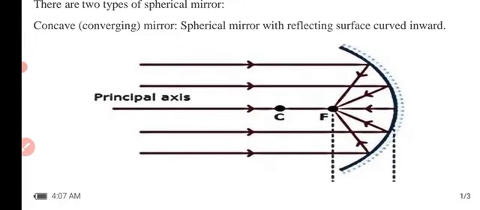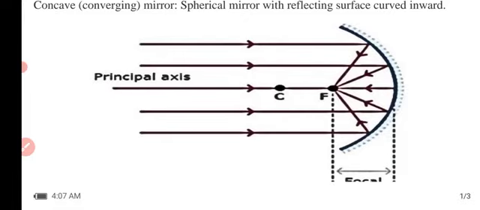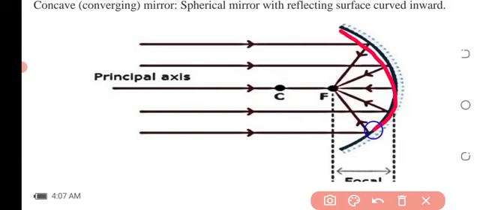And a concave mirror is a spherical mirror with its reflecting surface curved inward. That is the reflecting surface. This part is the reflecting surface of a concave mirror. These are the rays that are falling on the mirror.